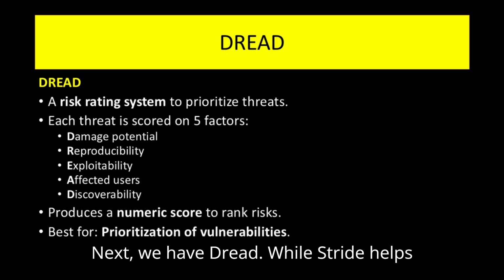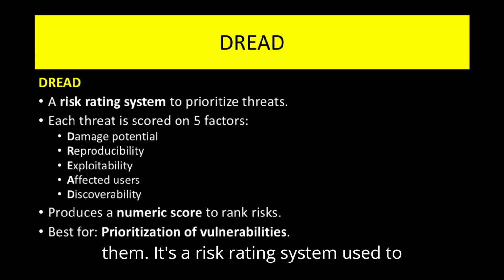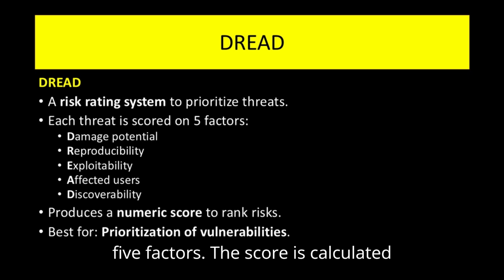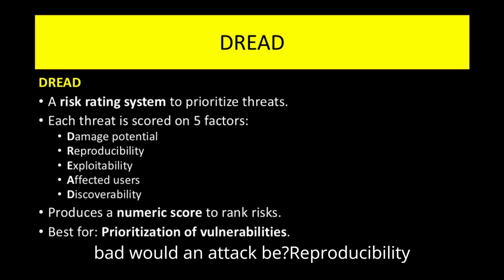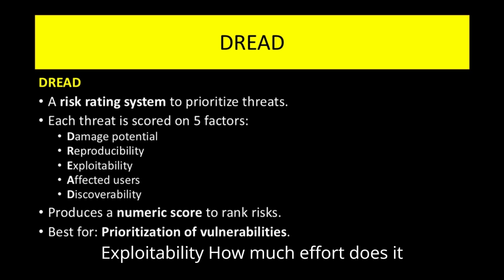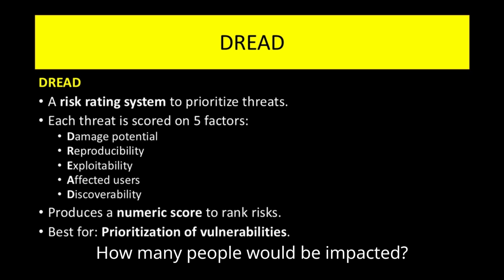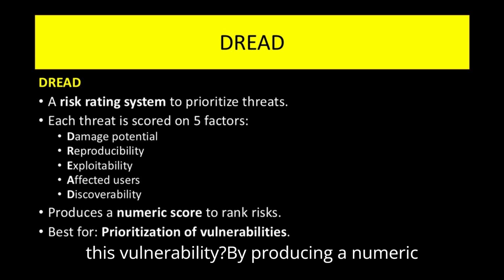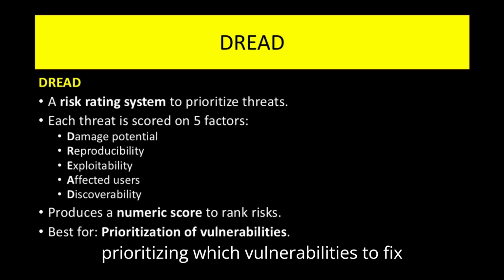Next, we have Dread. While Stride helps you find threats, Dread helps you rank them. It's a risk rating system used to prioritize threats by scoring them across 5 factors. The score is calculated based on damage potential: how bad would an attack be? Reproducibility: how easy is it to repeat the attack? Exploitability: how much effort does it take to launch the attack? Affected users: how many people would be impacted? Discoverability: how easy is it to find this vulnerability? By producing a numeric score, Dread is an excellent tool for prioritizing which vulnerabilities to fix first.